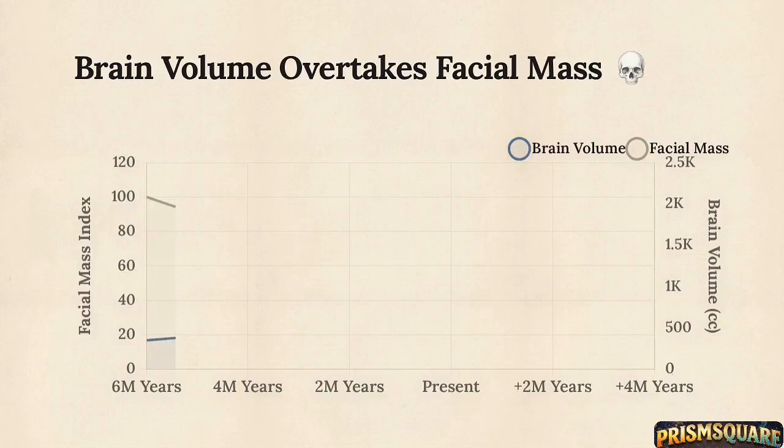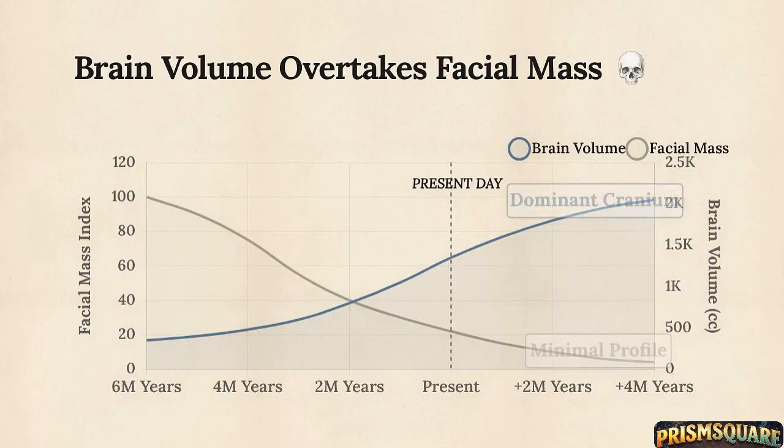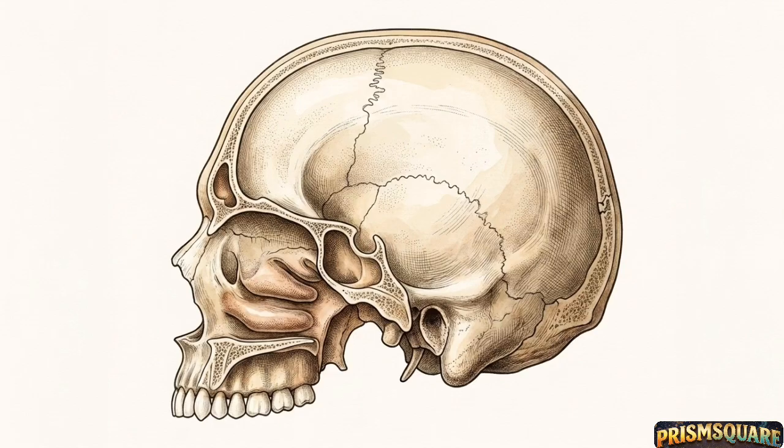Plotting hominin craniometric data reveals a clear inverse relationship. As facial mass trends downward, relative brain size curves sharply upward. Extrapolating this trend into the future, the cranium becomes the dominant feature, while the face shrinks into a minimal, flat profile. This projection necessitates other physical changes.